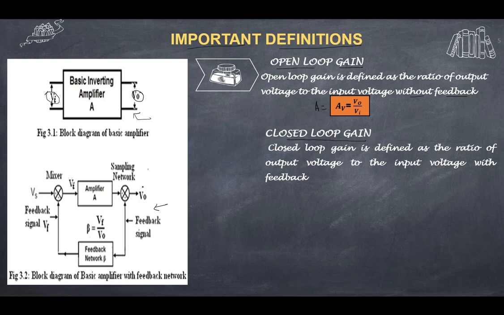In this, again it is the same definition: output parameter by input parameter. You may be noticing the input parameter is being changed now. It is not VI, it is VS, because this is the total input given to this feedback amplifier circuit. Also, I need to mention with feedback, this word. Here I made it as without, here I need to make it as with. That means closed loop gain is defined as a ratio of output voltage to the input voltage with the feedback.